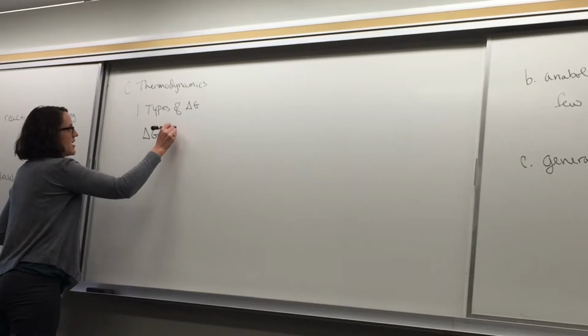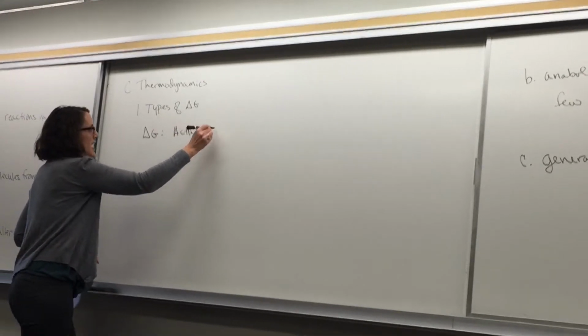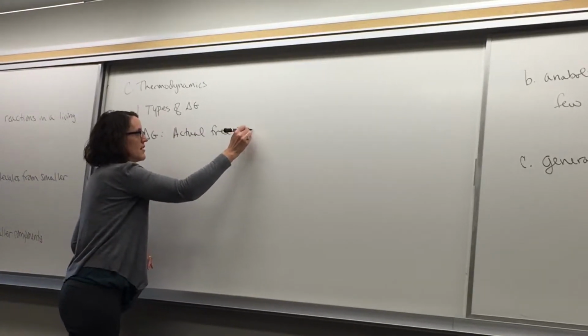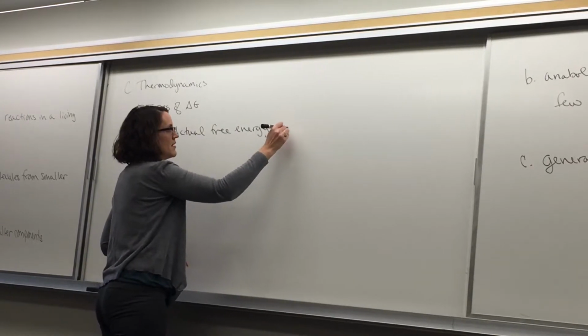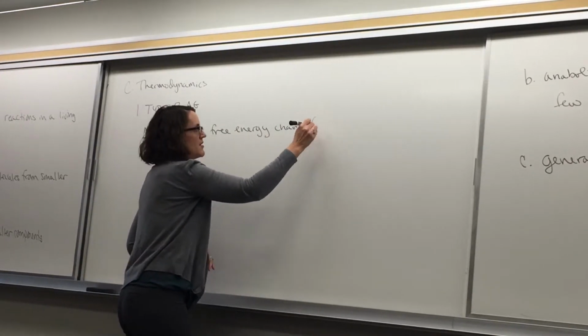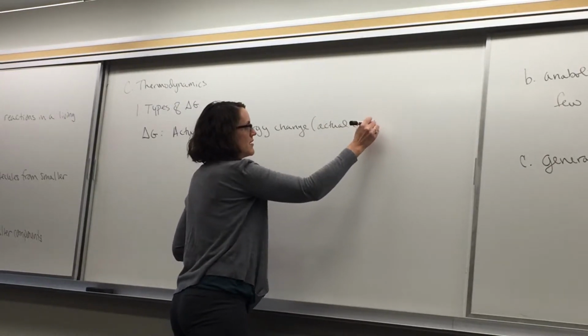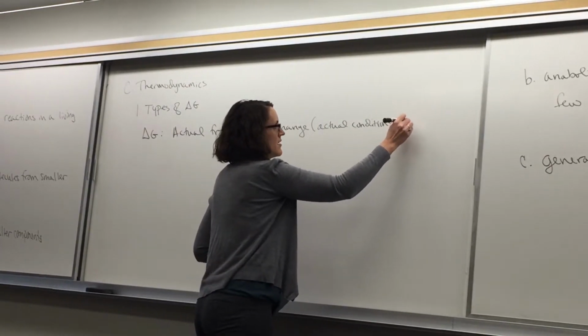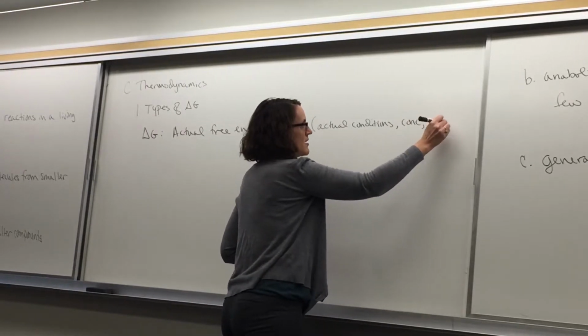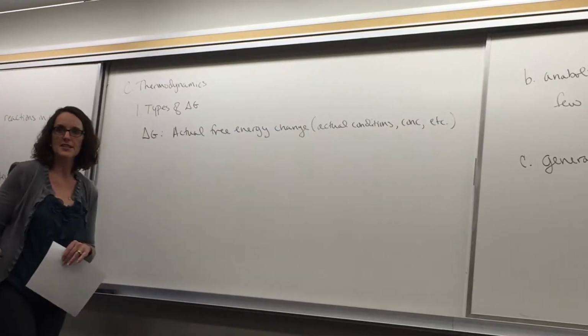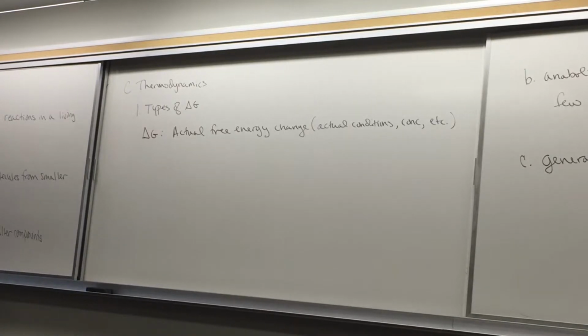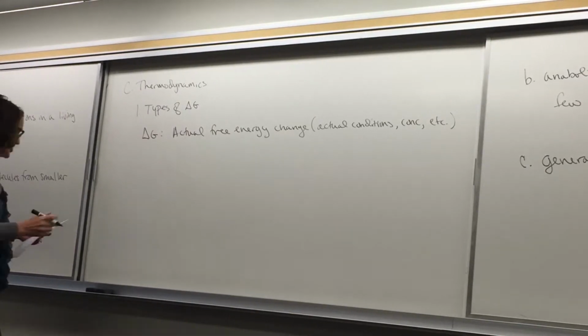So delta G itself is actual free energy change. So it takes into account actual conditions, concentration, etc. So if you have a difference from what the standard free energy change is, you would want to use the standard free energy change plus the conditions that are different to help you solve then for the actual free energy change.